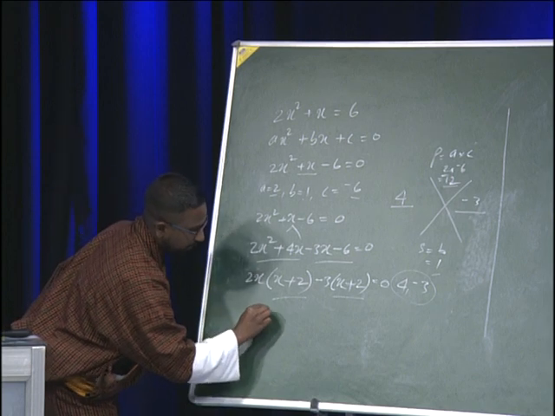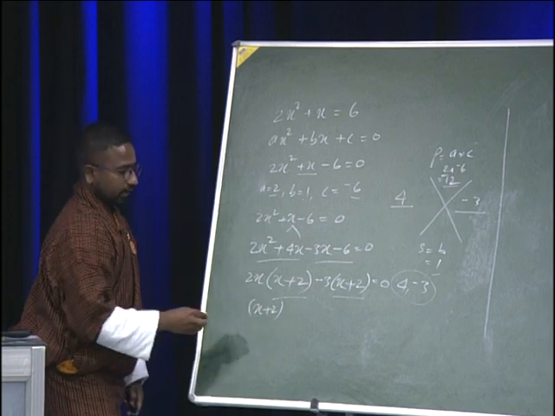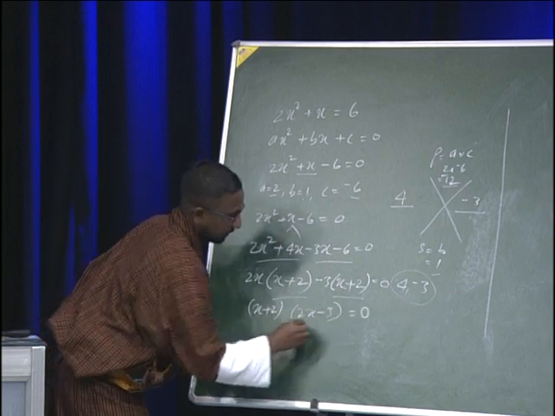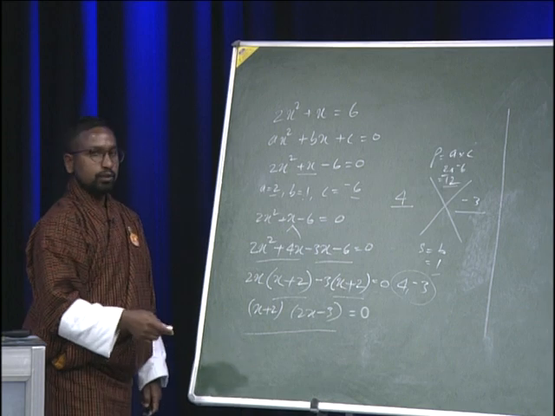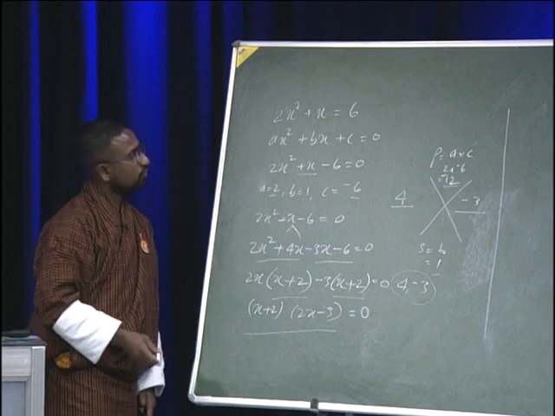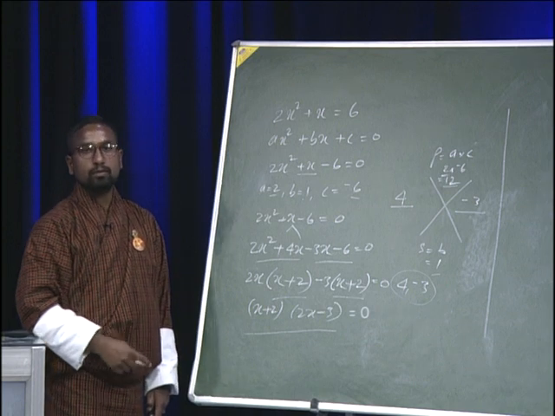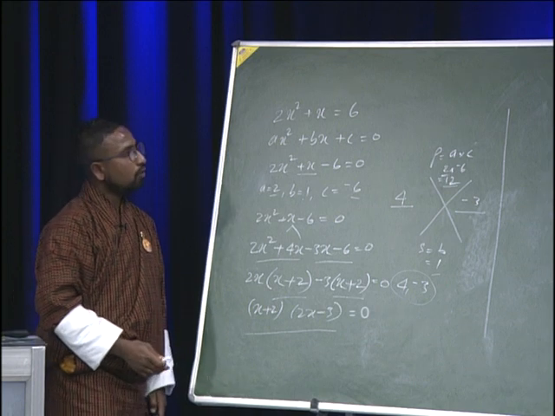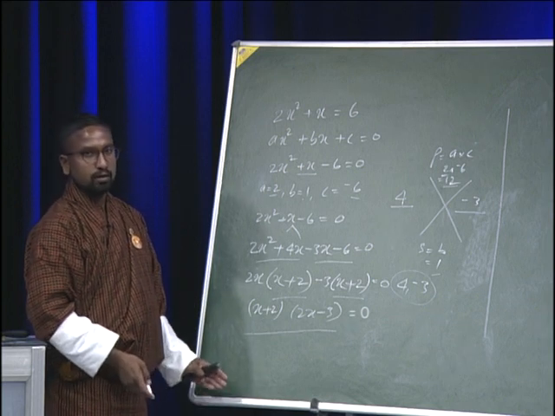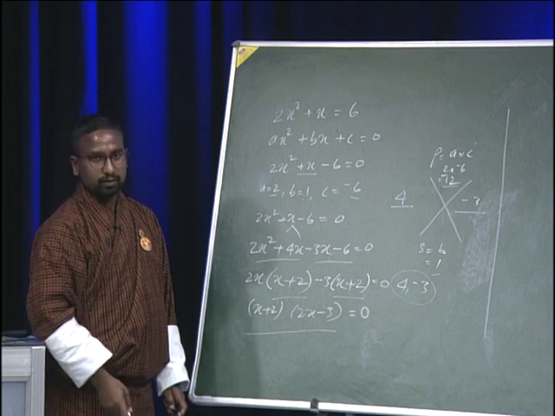So, that will be x plus 2, and then we have 2x minus 3. These two are the factors of 2x square plus x minus 6 equal to 0. So, this is how we use the decomposition method in factoring a quadratic equation.